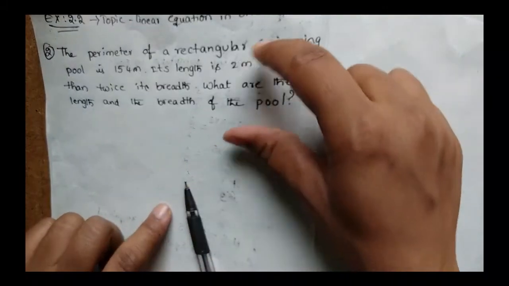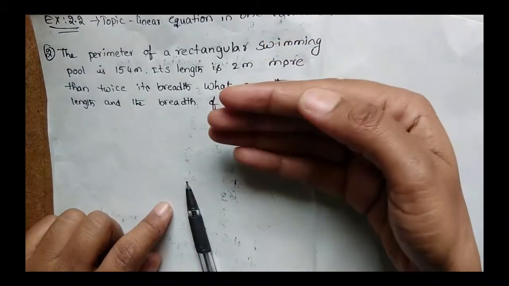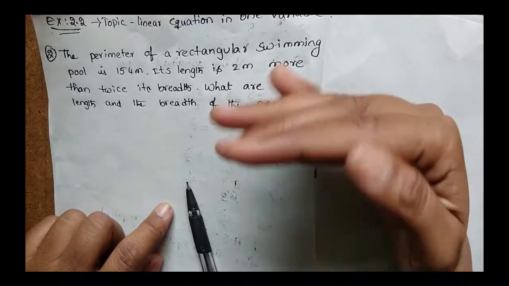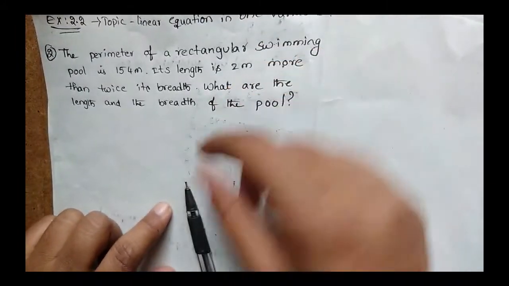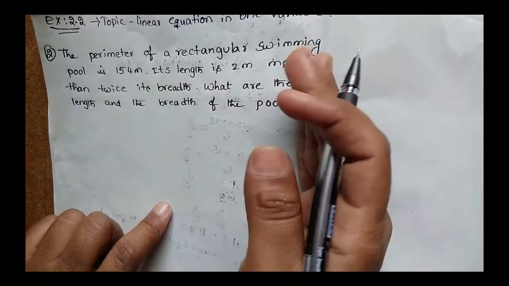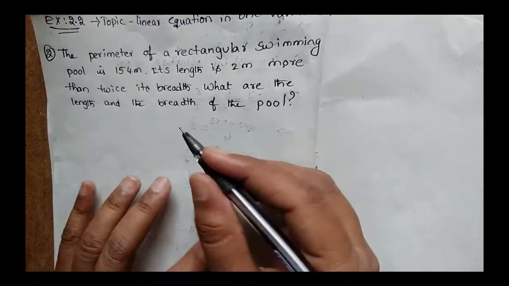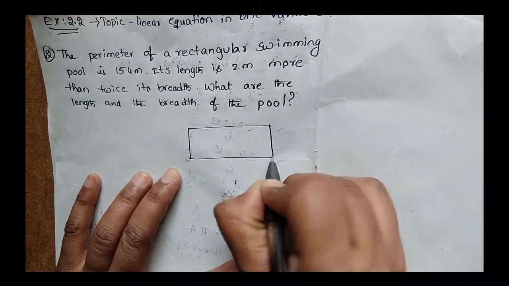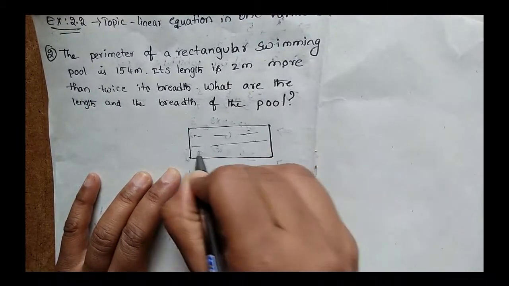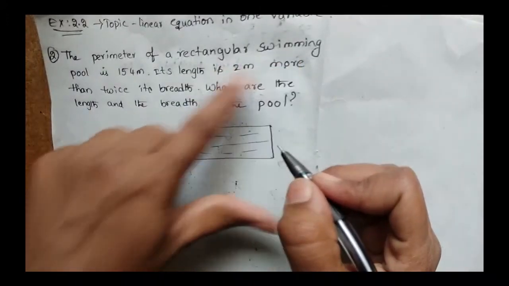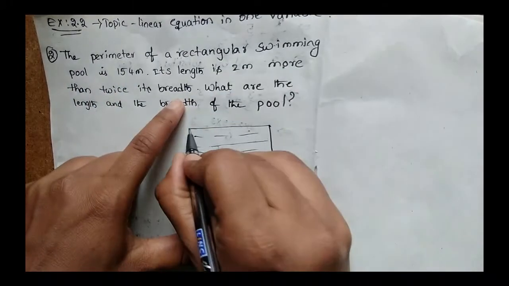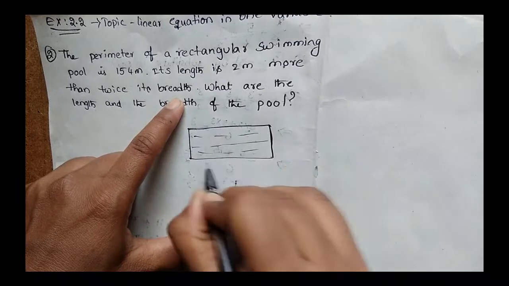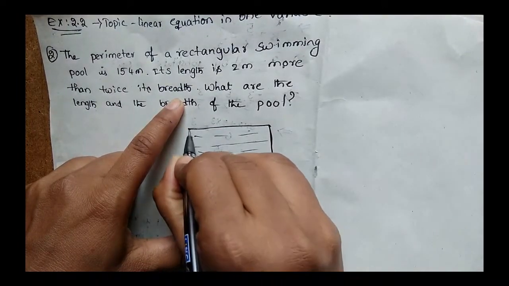First of all, we have to analyze the question, then move into the answer, then the answer comes easily. In an easier way, I am showing it with a picture. Here take the rectangular pool. Okay, this was a swimming pool. They said the perimeter of a rectangular swimming pool is 154. Perimeter means all the sides of the boundary.